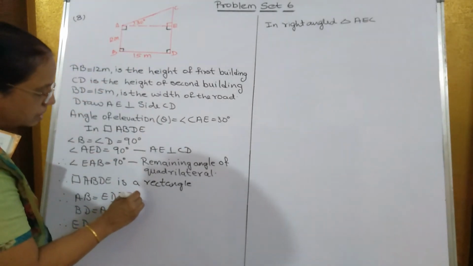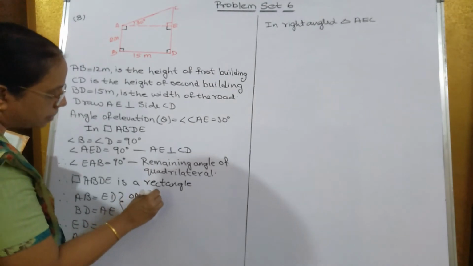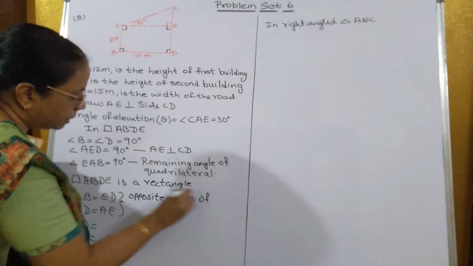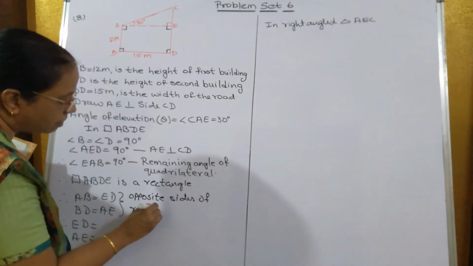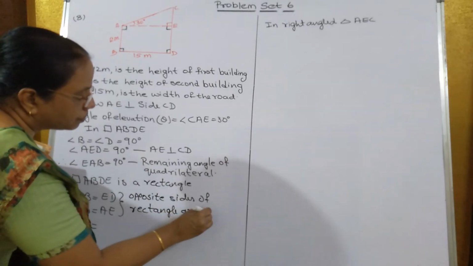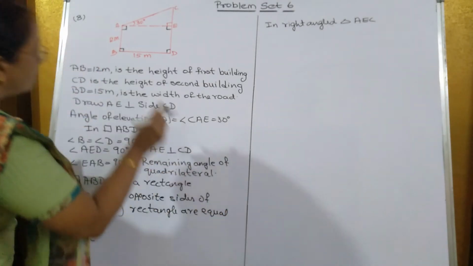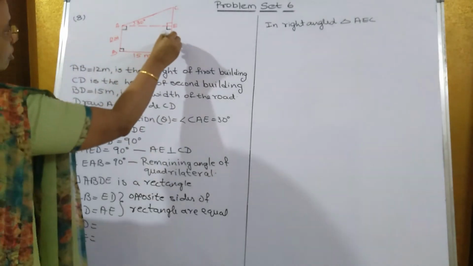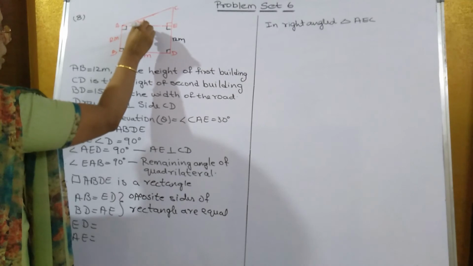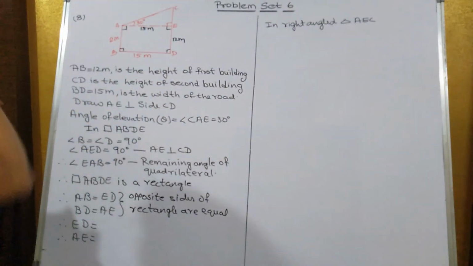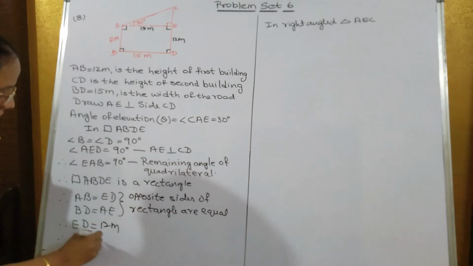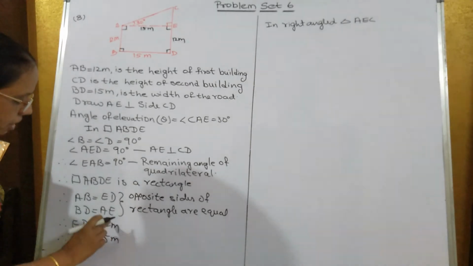Why? Opposite sides of a rectangle are equal. If AB is equal to 12 meters, so this will also be 12 meter, and if BD is equal to 15 meters, so AE is also 15 meter. So ED is equal to how much? 12 meter, and AE is equal to how much? 15 meter.